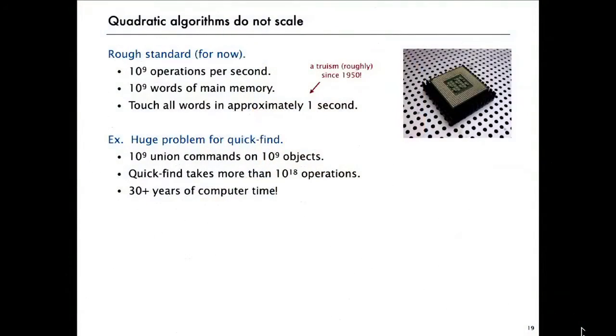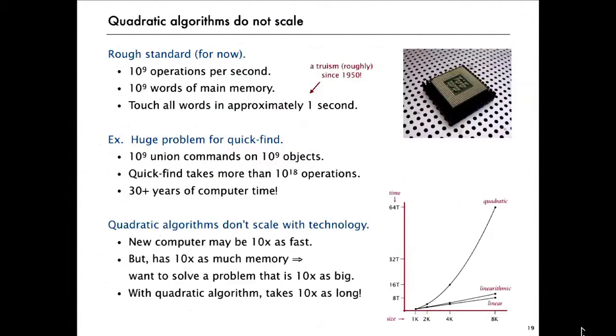Now, what that means is that with that huge memory, we can address huge problems. So we could have billions of objects and hope to do billions of union commands on them. But the problem with that quick find algorithm is that would take 10 to the 18th operations, or say array accesses or touching memory. And if you do the math, that works out to 30-some years of computer time. Obviously not practical to address such a problem on today's computer.